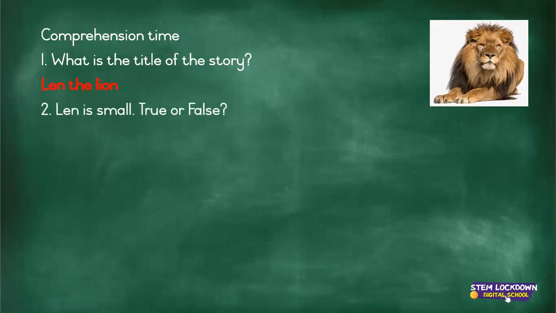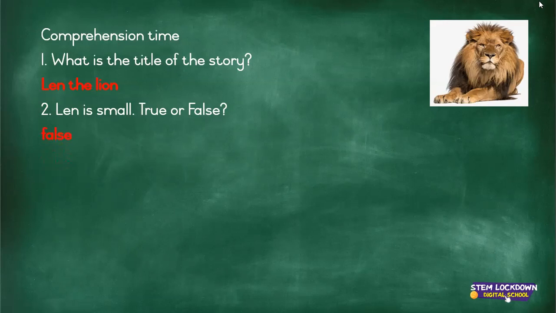Number 2. Len is small. You have to say, is this true or false? Len is small. Is the answer true or is it false? Kuma: It's not true. If it's not true, what is the answer? You must say true or false. And I see Nsako raise the hand. He's big and strong. Yes, so what is the word that we need to answer with? True or false? False. Very good.